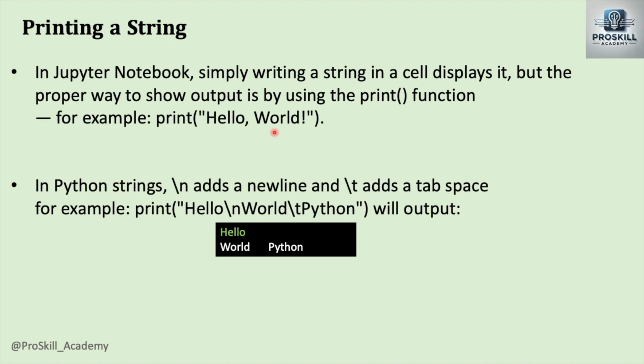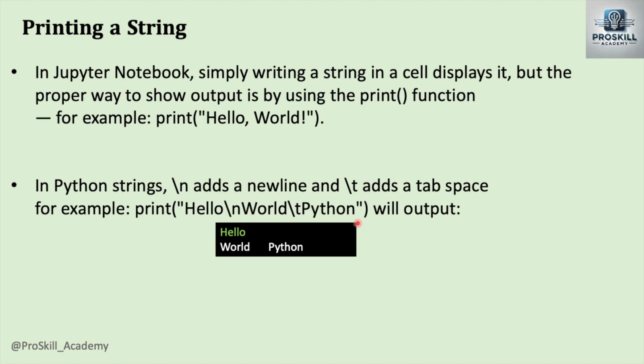However, the proper and recommended way to display a string, not just in Jupyter Notebook but in all Python environments, including when you are writing full scripts, is by using the print function. For example, print hello world within double quotation marks. This way, you are being explicit and your code will work consistently across any Python environment.